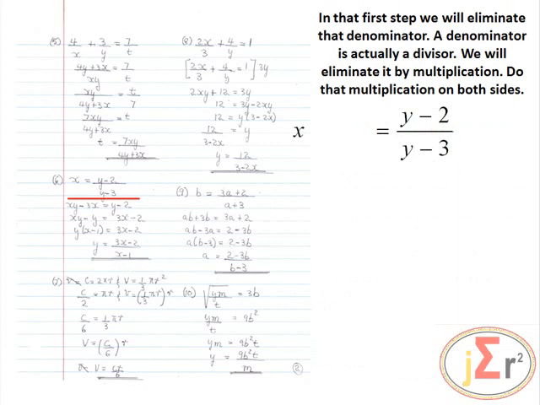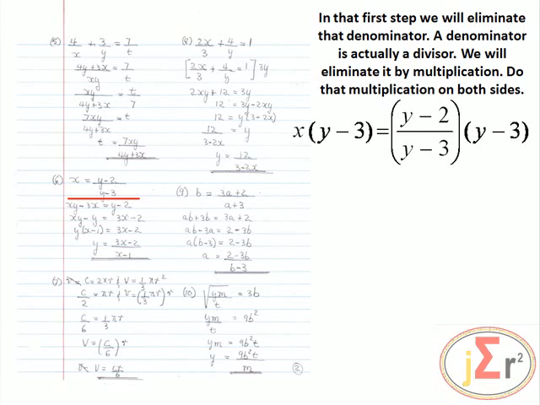In that first step, we will eliminate the denominator. A denominator is actually a divisor. We eliminate it by multiplication. Do that, which is that multiplication on both sides. So we need to eliminate this denominator, which is a matter of flattening the equation. What do we do? Eliminate a denominator by multiplication, but we have to do the same on the other side. So multiply both sides by y minus 3.